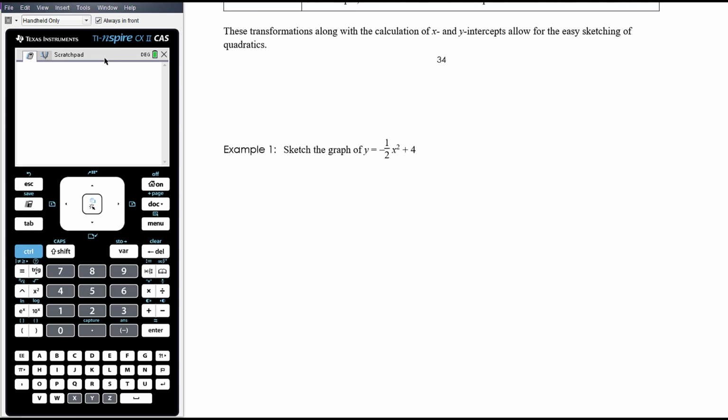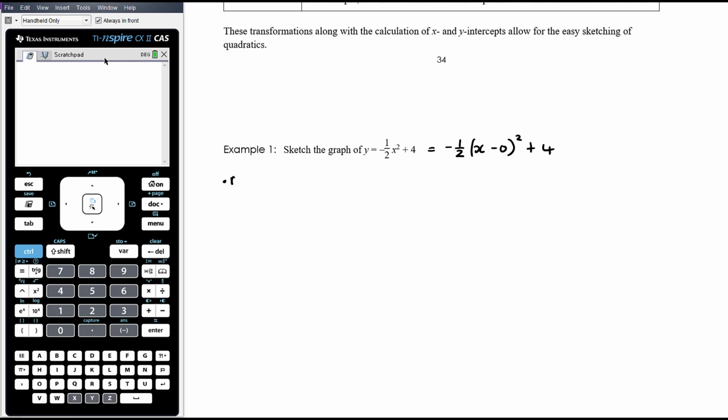So sketch the graph of y equals negative half x squared plus 4. Okay, so it's important that we understand that this is in turning point form. This is negative half times x minus 0 all squared plus 4. So it hasn't translated to the left or right. It has translated up or down. It's reflected in the x-axis, and it's dilated by half from the x-axis.